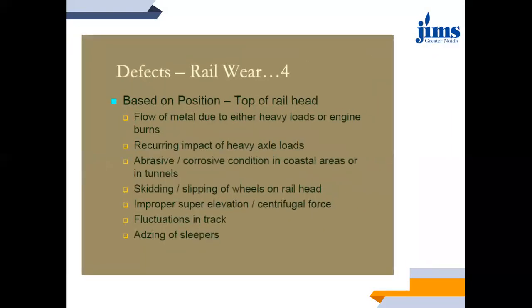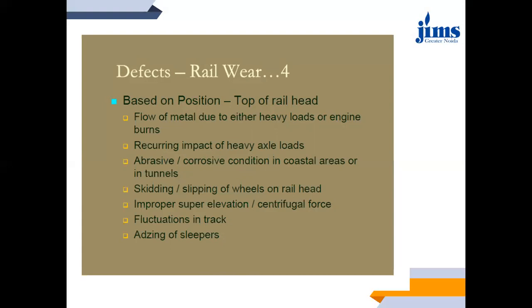Now, based on the position, these rail wears can be classified into three to four categories. Okay. So the very first classification based on position is the rail wear at top of the rail head. Since the rail section has three major components, that is head of the rail, web of the rail, and foot of the rail, the classification is done on the basis of position.